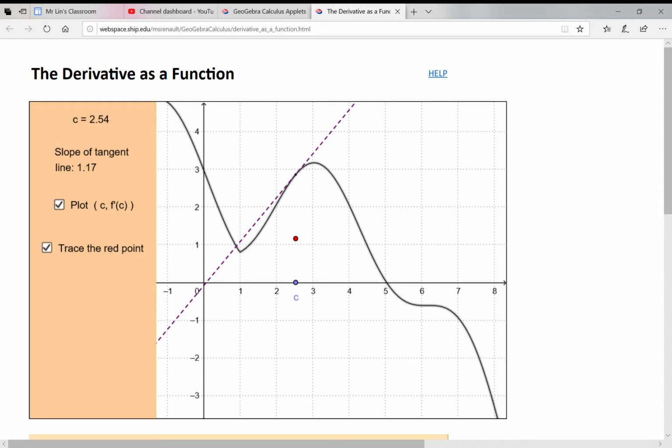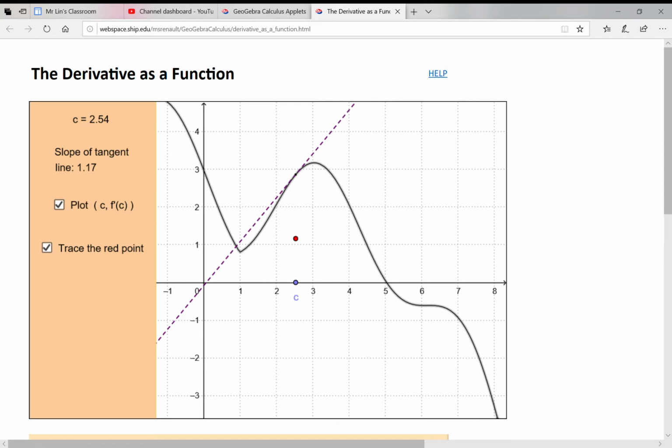So we've seen how we can use a limit to find values of slope. And what we can do is say, well, if we can find values of slope for different points, we can actually plot all these points and see if it comes up with a pattern. So this is what we're going to do here.